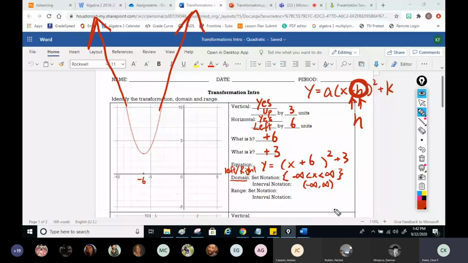All right, the last one right here, the range. Range is about how high and how low the graph goes, okay? How high and how low. So the lowest point is this point right here. This is as low as possible right here. So the minimum, we are looking at positive 3. We are looking at positive 3. So the minimum for your set notation is going to be 3, and then less than or equal to y.